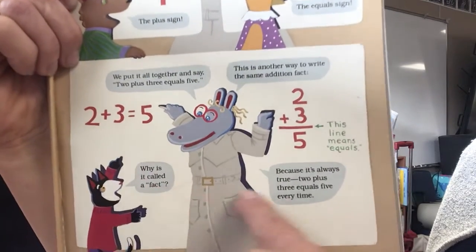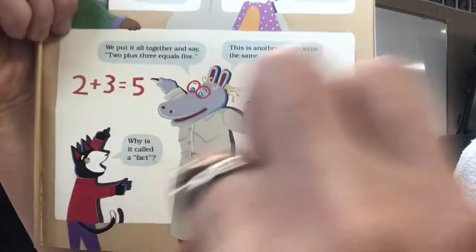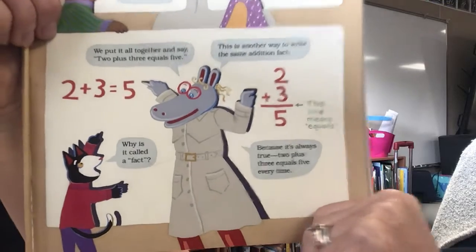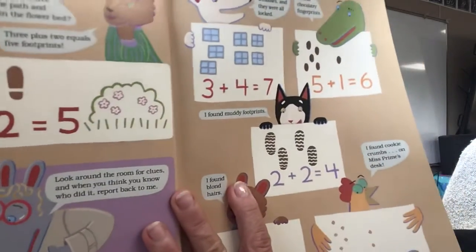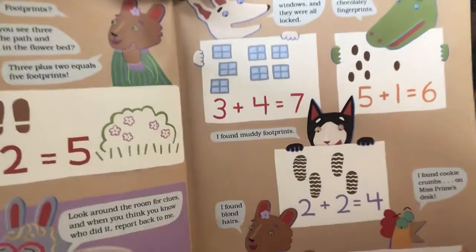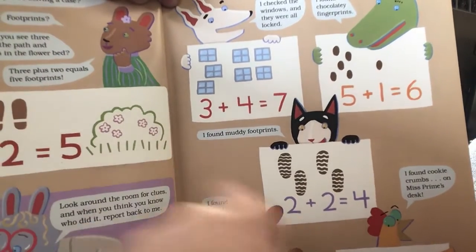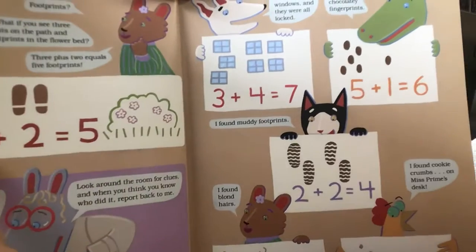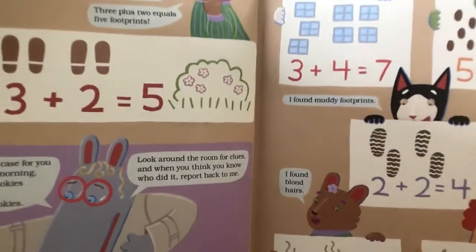So why is it called a fact? Because it's always true. 2 plus 3 always equals 5. Every time. Can you think of something else that might be true when you're solving a case? Footprints? Okay. What if you see 3 footprints on the path and 2 footprints on the flower bed? 3 plus 2 equals 5 footprints.